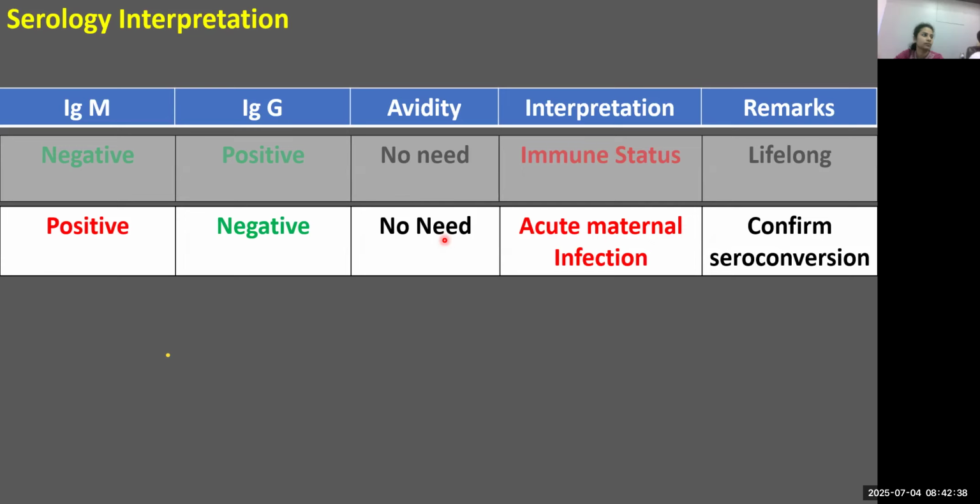What you can do to confirm that is wait for 2 to 4 weeks and repeat the IgG. If it becomes positive from negative, which is called seroconversion, then you are very sure that originally she was preparing immunity for a recent infection. Okay, understood. So that's called seroconversion. Seroconversion is also an important strategy to confirm.